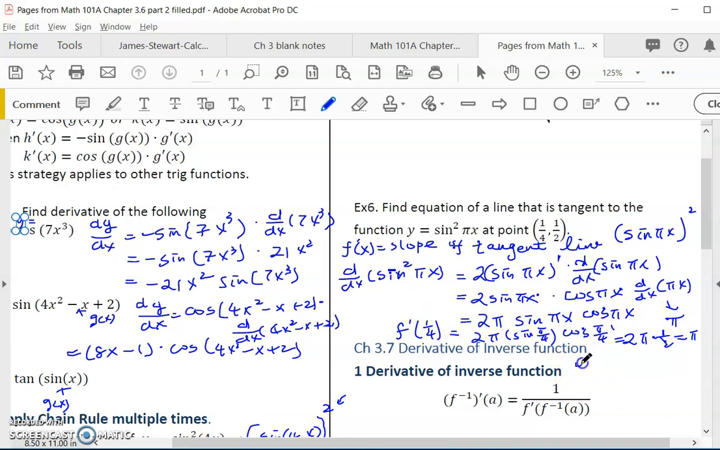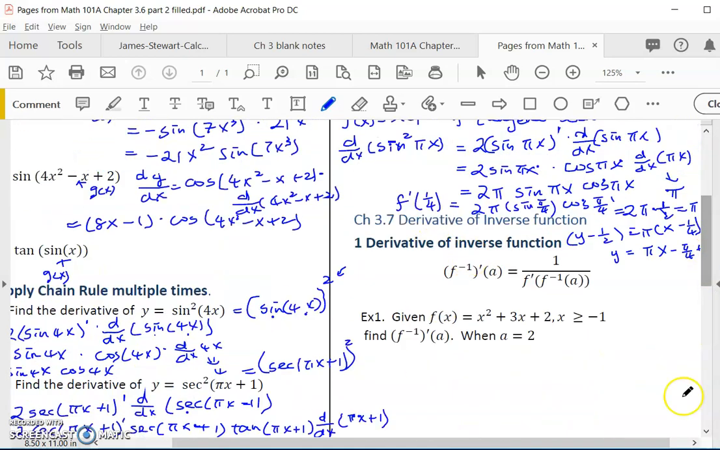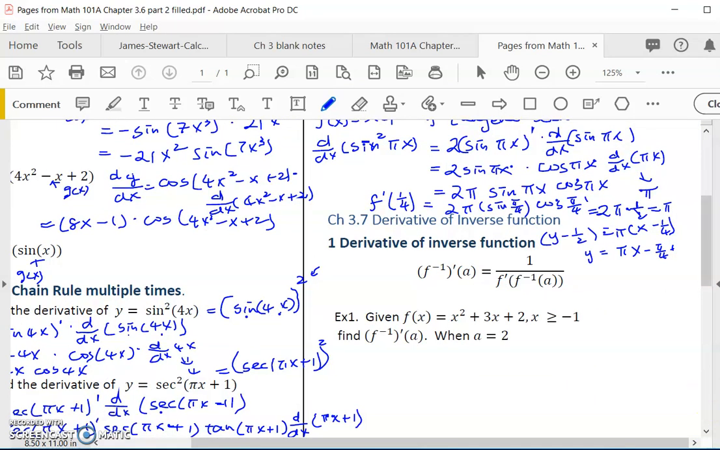So what is the equation? The equation is y minus 1/2 equal to m, which is pi, times x minus 1/4. Right? So that would be y equal to pi x minus pi over 4 plus 1/2. We need more space there. Plus 1/2. That is the equation of the tangent line. Because we find this is the slope, when we plug in 1/4, so then this is point slope form. So that's the end of the chain rule, chapter 3.6.